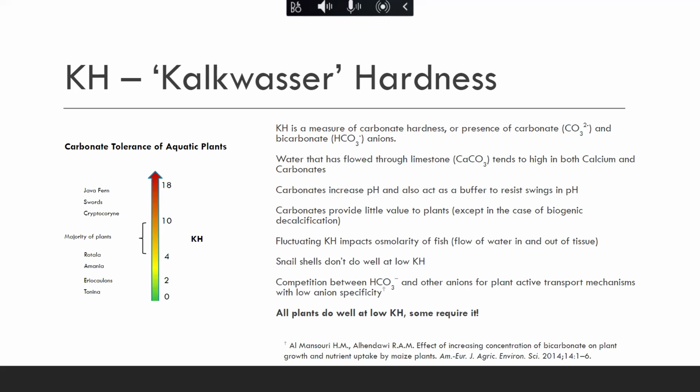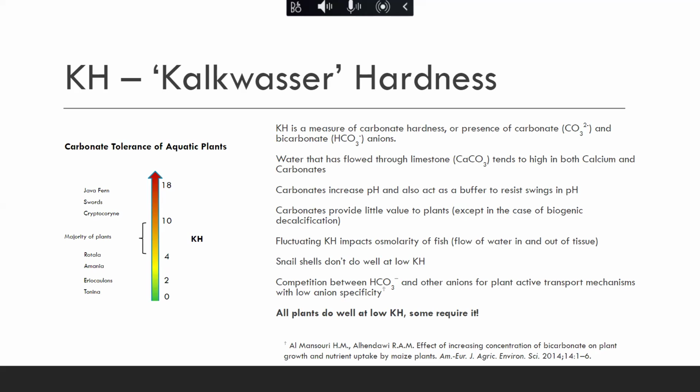plants. And the general rule is all plants, actually this isn't true, and I'll give you an example, but almost all plants do well at low KH, but some actually require it. So if you think of things like tonina, eriocaulons, amannia, these are plants that if you put them in our tap water that comes straight out of the tap, they don't do so hot.